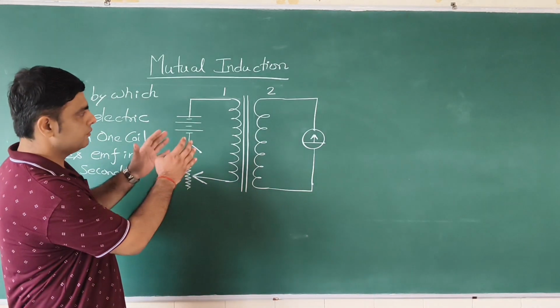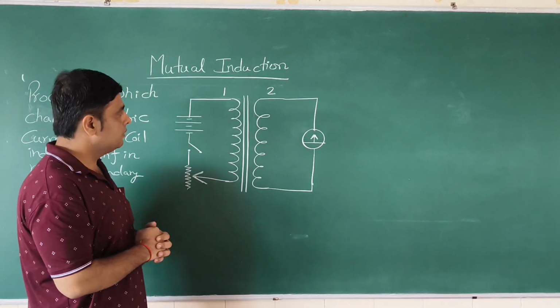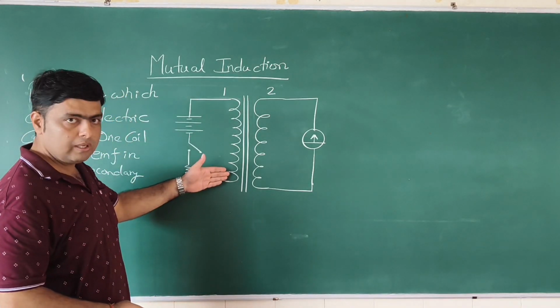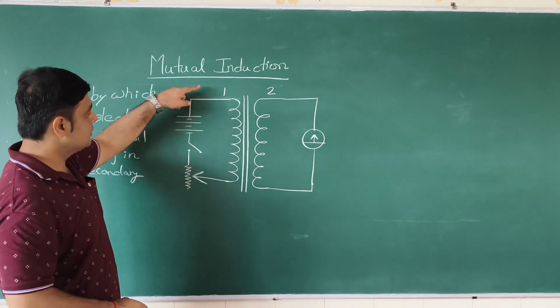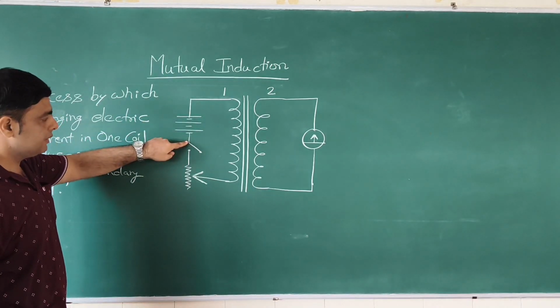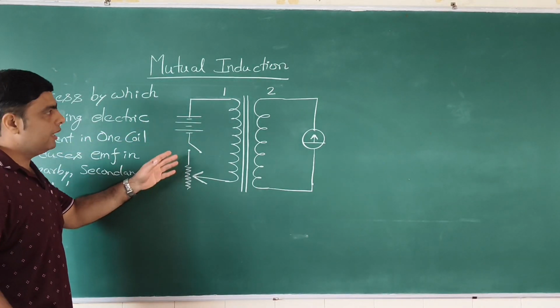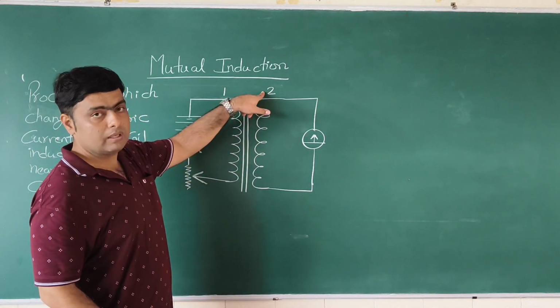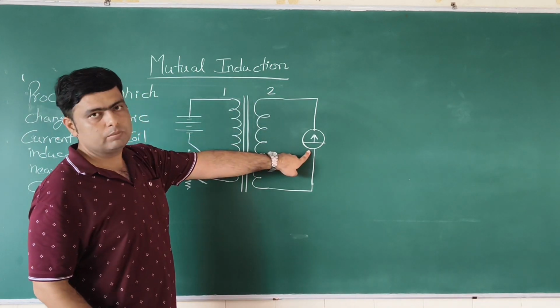So for this we have a diagram in which we have made a primary coil, that is coil 1, which is connected with a battery, a tapping key and a rheostat, and the secondary coil, that is coil 2, connected with a galvanometer.